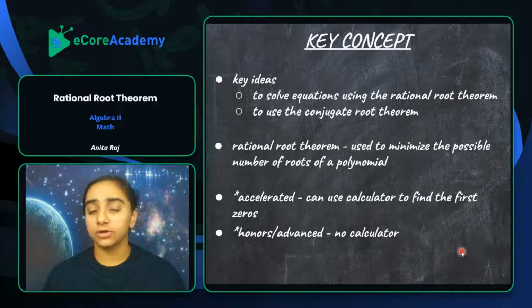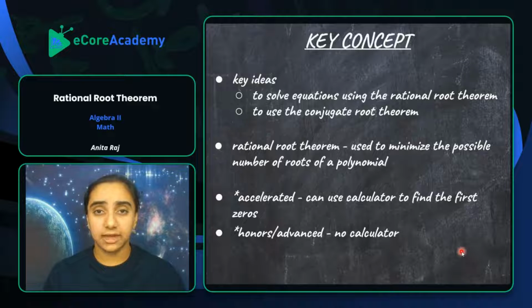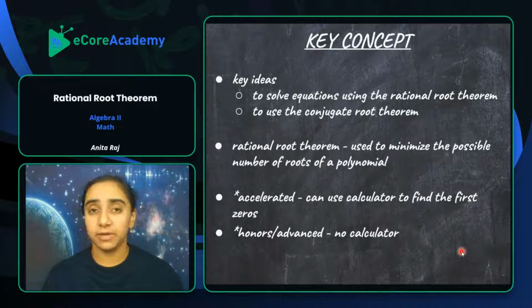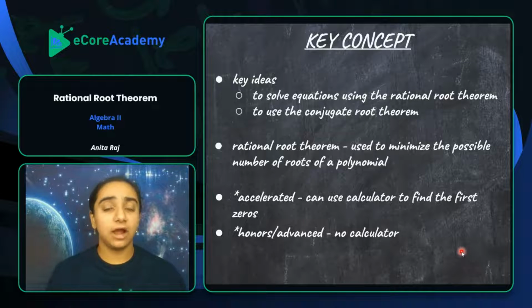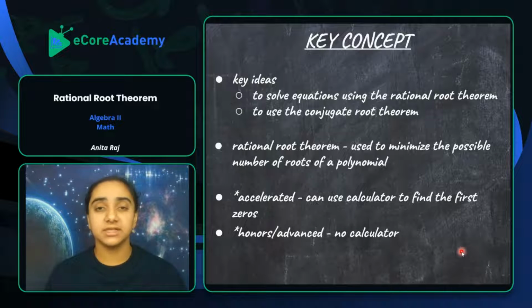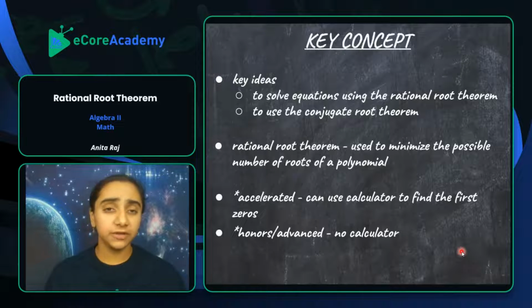However, if you're in an honors or an advanced level class, whatever your school might call it, you're probably not going to be allowed to use a calculator. You're going to have to figure everything out by hand, because in this case, a calculator helps you quickly graph. So what you would end up doing is graphing the polynomial, then graphing the line y equals 0, which is the x-axis, and then finding the intercepts. You would find the intercepts to find the first zero or zeros.